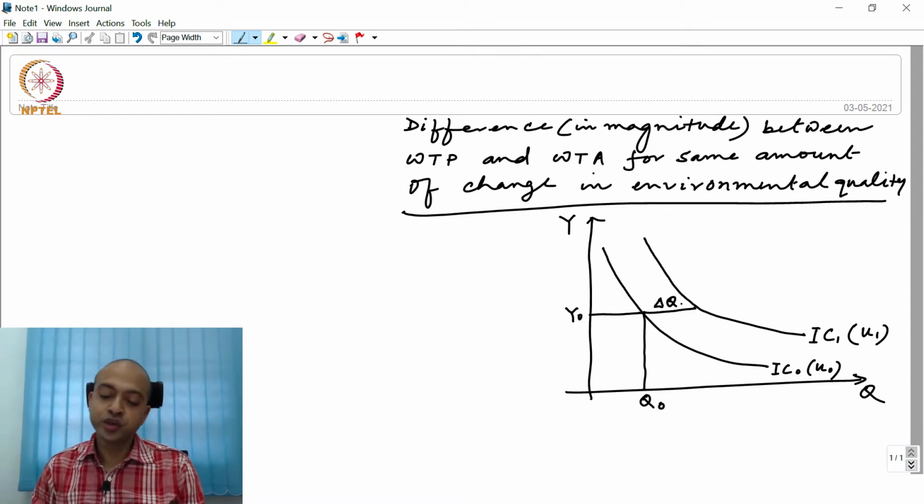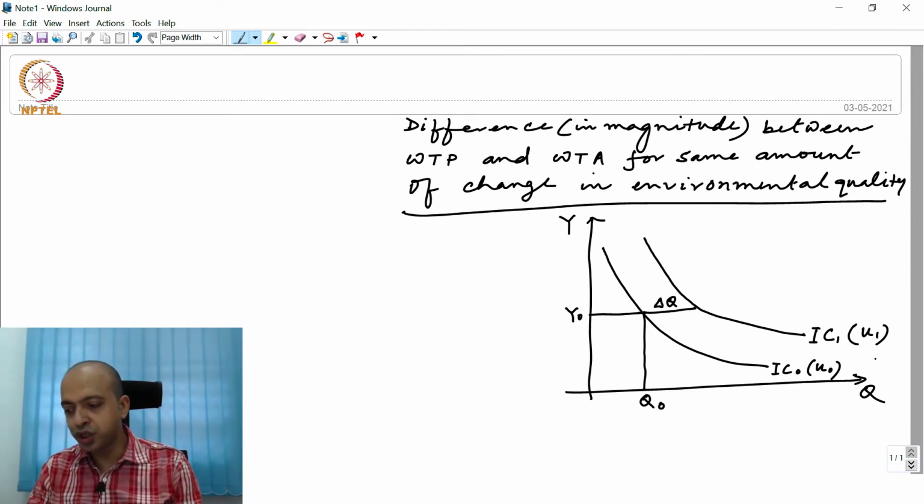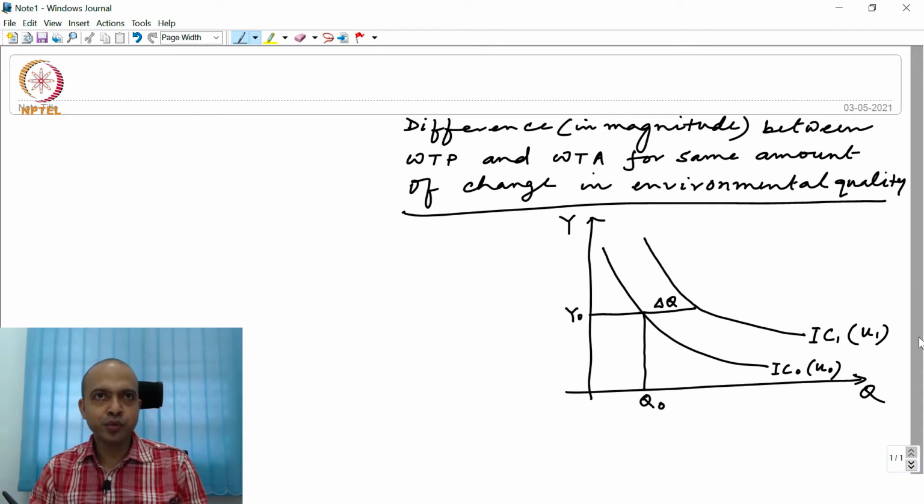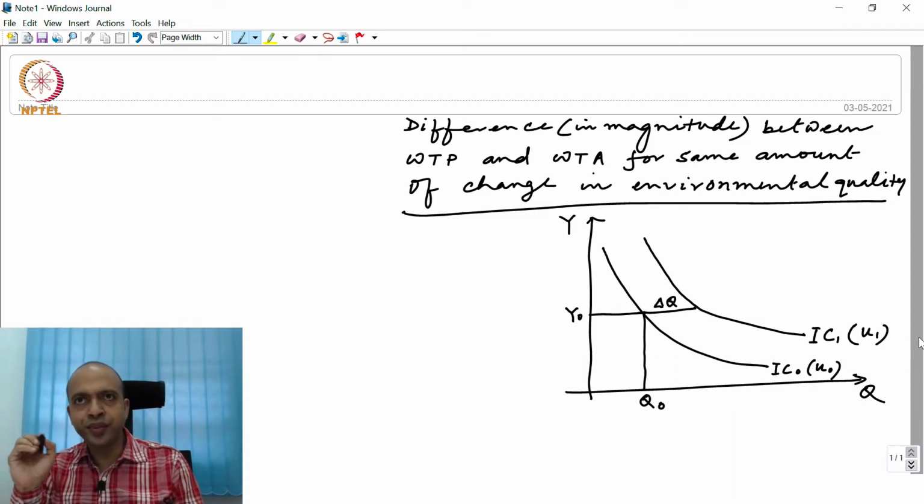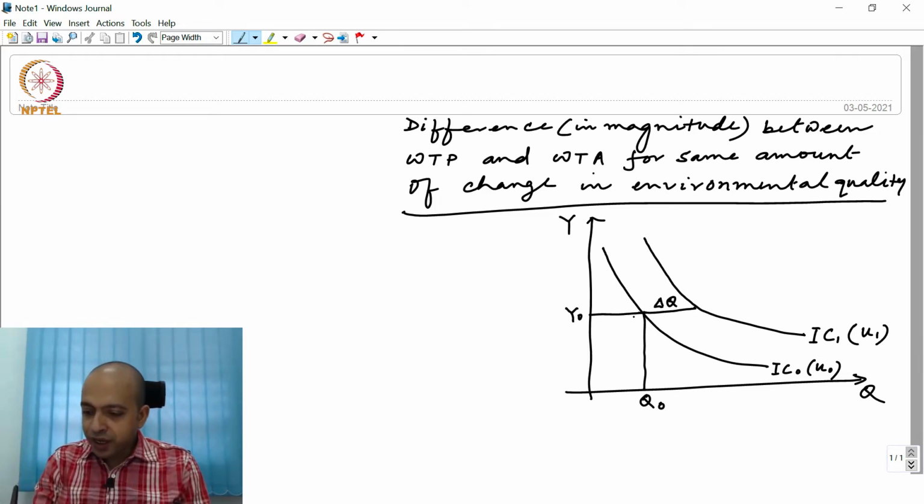So what would be your willingness to pay, right? For the change in environmental quality from Q0 to Q1, which leads to utility U0 to U1, we are asking the individual what would be your maximum willingness to pay. Now, while deciding about the maximum willingness to pay, conceptually, the individual will pay at maximum that amount so that after payment, the individual's utility would be as good as what they were enjoying earlier, isn't it? So from A to B, let's say this is point A and this is point B.